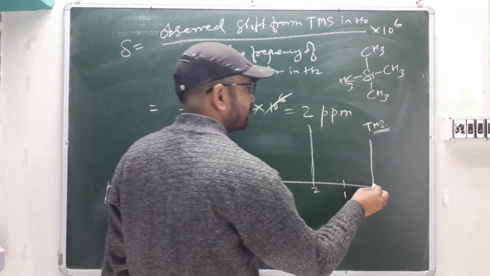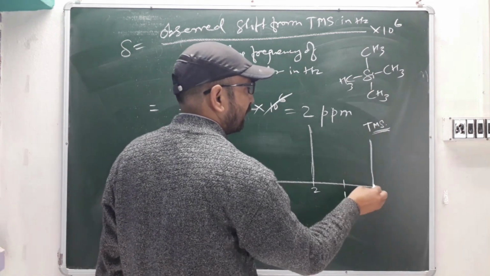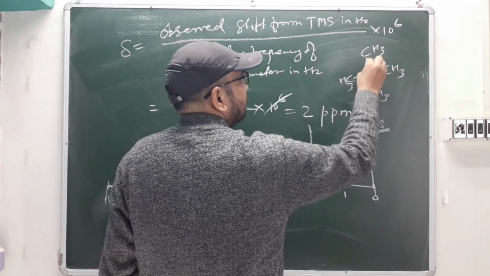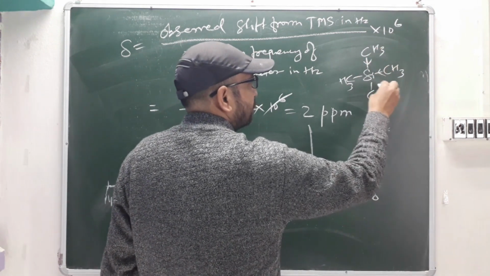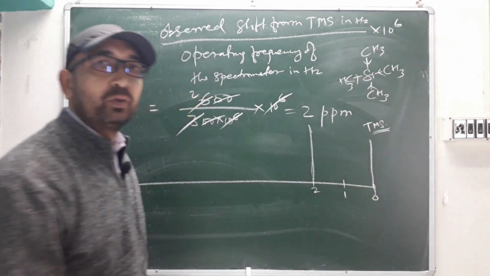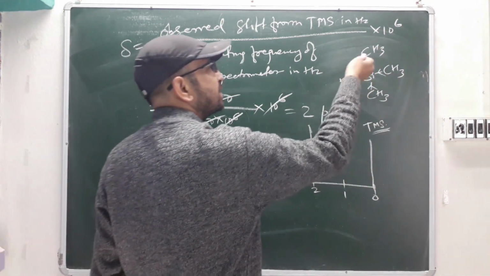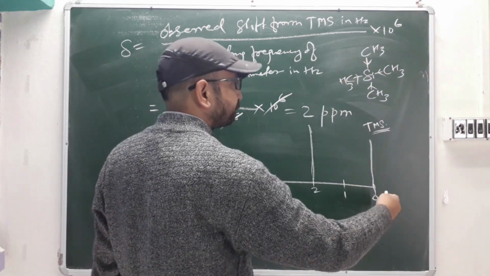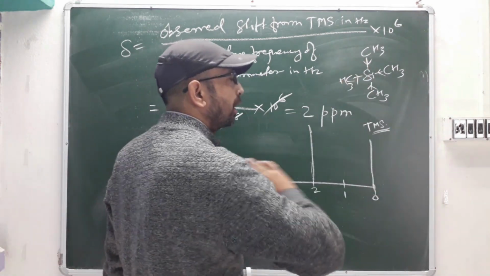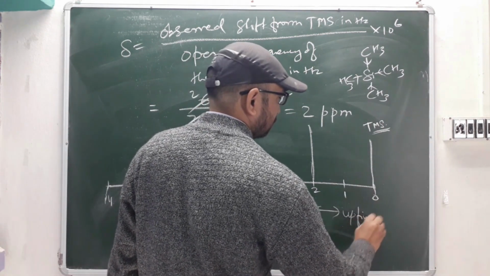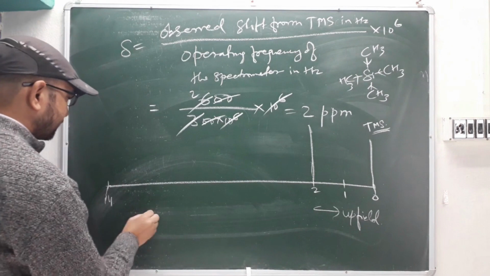And why is it coming at 0? Because this solvent only we are taking. Why is this compound coming at 0? Because this is an electron releasing group, this is also electron releasing, here also it is electron releasing, here also it is electron releasing. If we have more electron density, then what will happen? This peak will be in the upfield. This side we call upfield and this side we call downfield.